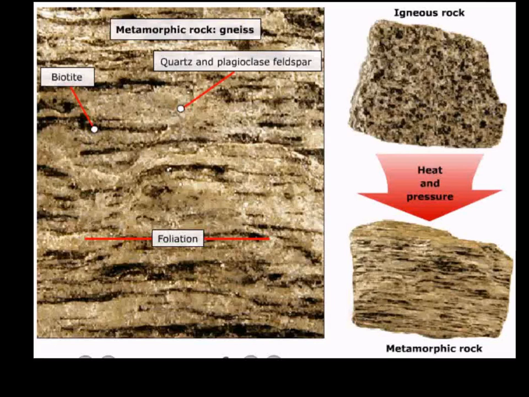Now you're going to watch a very short animation about how metamorphic rock, specifically gneiss, is formed and creates that foliated pattern. So we're actually going to see how gneiss, a metamorphic rock, is formed from diorite, an igneous rock.